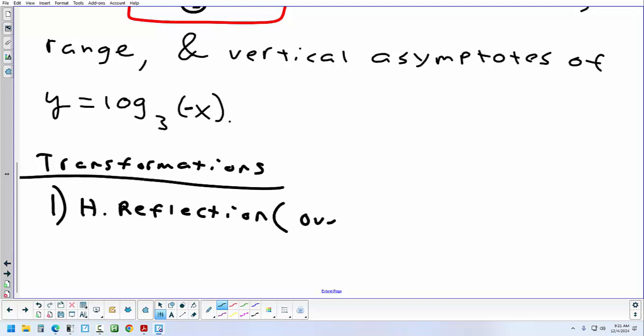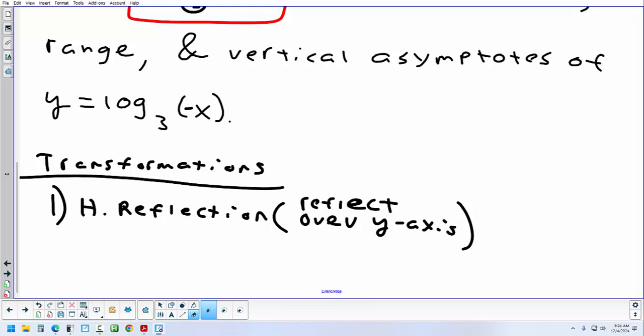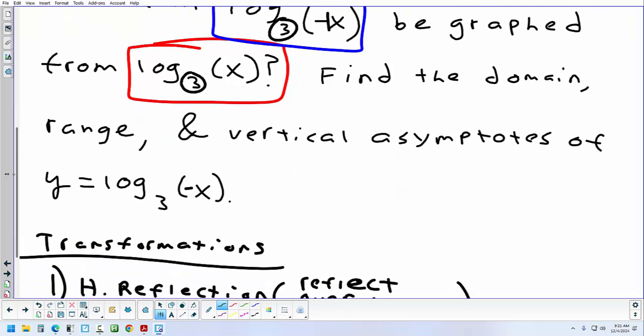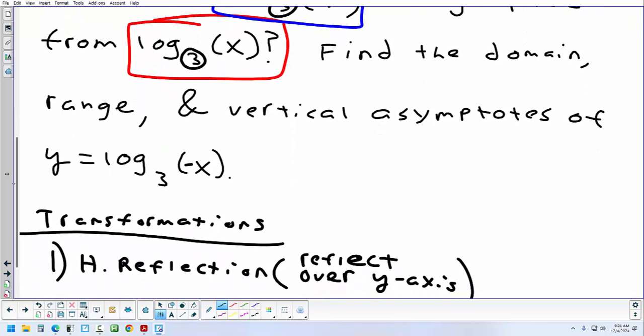Or if you want to say it this way, reflect over the y-axis. You could say it that way too. Okay, so you got the transformation. What else do they want? Find the domain, the range, and the vertical asymptotes.